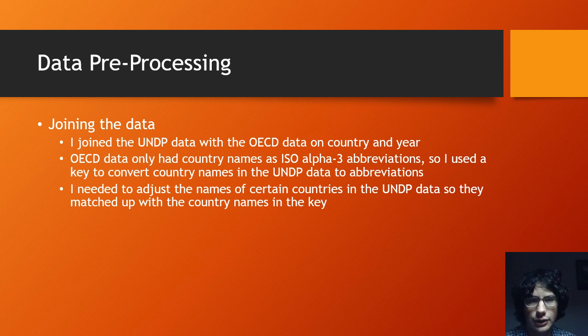The final step was to join the data. So I joined that United Nations data with the OECD meat consumption data on country and year. The slight issue was that the United Nations data had country names and the OECD data had just abbreviations. So I figured out the format was the international format, ISO Alpha 3 abbreviations. The UN actually has a CSV file, which is a key taking country names to abbreviations. So essentially it was a join on three separate data frames that allowed me to combine the UN and the meat data.